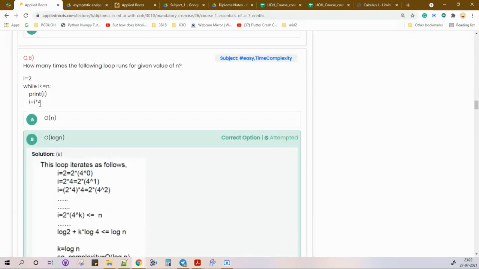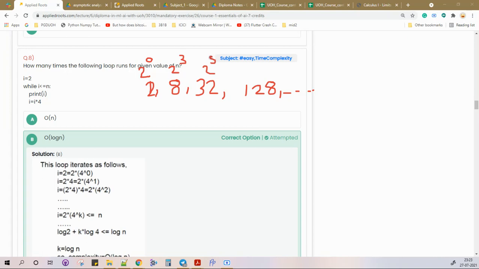So here the value of I will increase something like this. From 2 I am starting: 2, then 8, then 32, then multiplied by 4, 128, like this. So what is 2? 2 is nothing but 2 to the power 1. This is 2 cubed, 2 to the power 5, like this. This is 2 to the power 7.